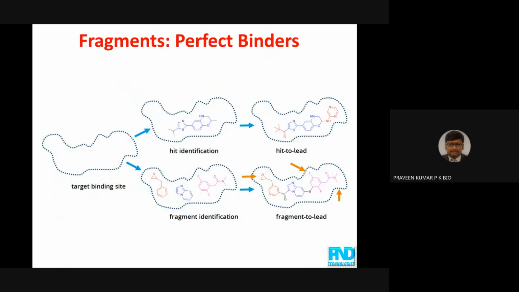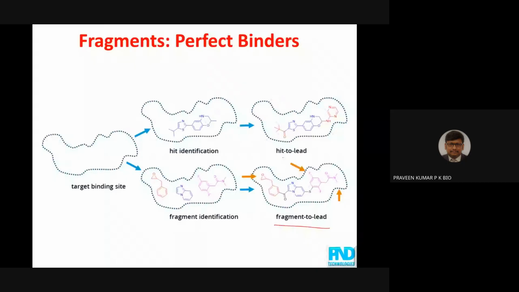Now, something about fragments and perfect binders. The target binding site can be in this morphology, and the hit identification, whatever we find, might be this morphology. If you have fragments which can bind with almost all the binding sites, then through the fragments we can link with the linkers. This is what we call the fragment to lead approach. To come up with a lead from the hits, we use this kind of de novo drug design methodology.